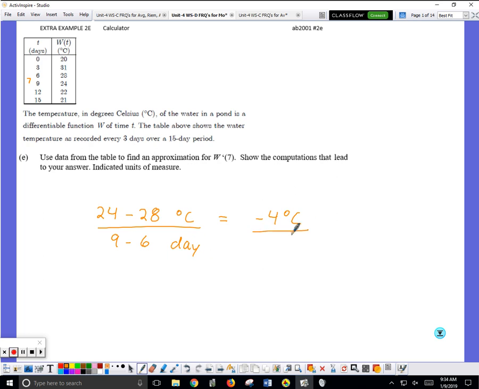So now I have the average rate at which the temperature is changing between day 6 and day 9. It's an average rate because it takes place over a time period. But that's what I use as my approximation for the instantaneous rate. I always approximate an instantaneous rate by finding an average rate. You need me to say it again, just wave at me?